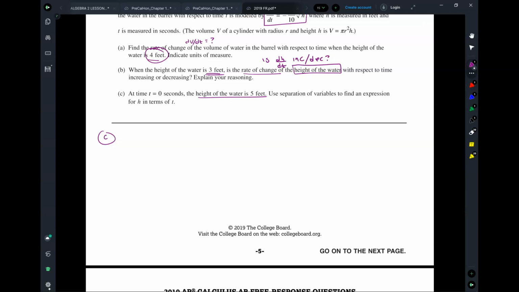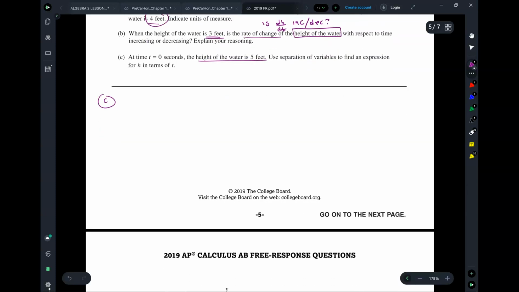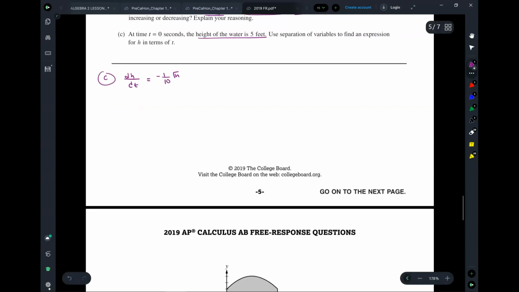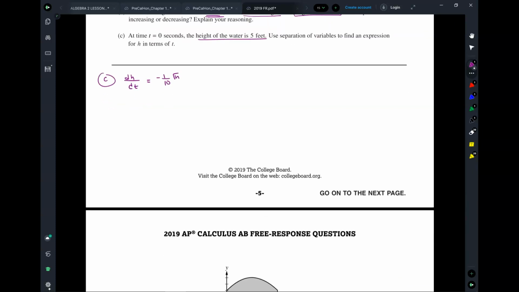Okay. C. At t equals 0, the height of the water is 5 feet. Use separation of variables to find an expression for h in terms of t. Okay, so we're going to take dh dt equal to negative, what was it? 1 over 10 root h. And use separation of variables. So, here we go. dh over root h is equal to negative 1 over 10 dt, and integrate.